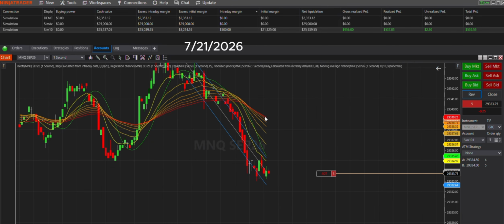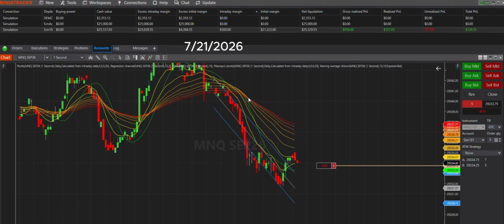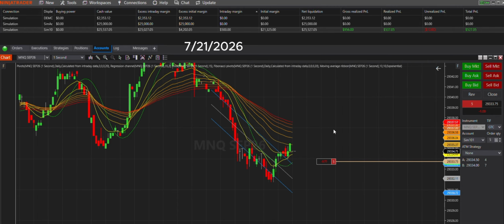Order submitted. So I reverse the position right around this range. That's where they crossed over. So it should be a down.